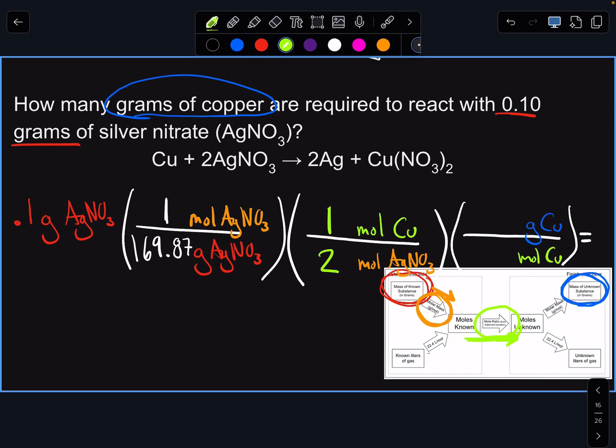Okay. And then final step, mole to gram, back to molar mass. So 1 mole of copper is 63.55. Thanks, Caitlin.